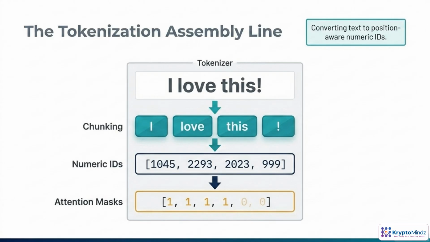Transformers speak numbers, not words. Tokenization is the assembly line that takes raw text, chops it into tokens, and maps each token to an ID from the model's vocabulary. That's why we always pick the tokenizer that matches our pre-trained model. Padding and truncation then reshape every example to the same length. The tokenizer returns input IDs plus an attention mask, which tells the model which positions are real text and which are just padding.